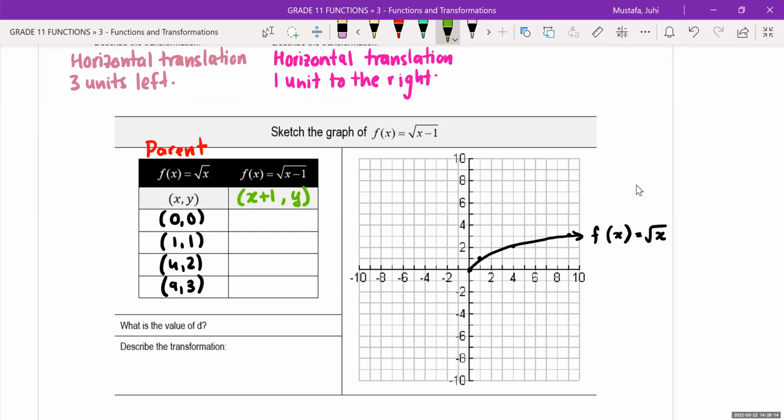Okay, so 0 plus 1 is 1, 1 plus 1 is 2, 4 plus 1 is 5, 9 plus 1 is 10. This is a 0, a 1, a 2, and a 3. And when we do this visually, we should see our graph move 1 unit to the right. And it should have the same shape as the parent function.